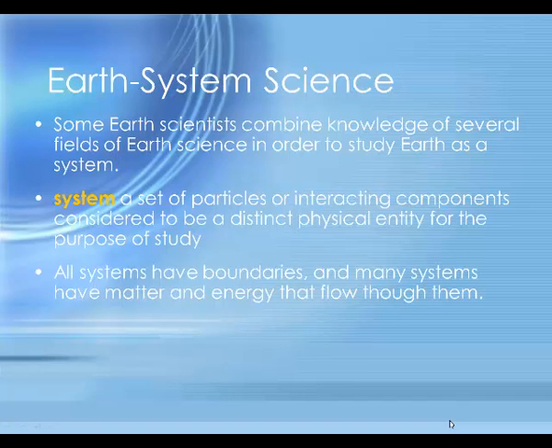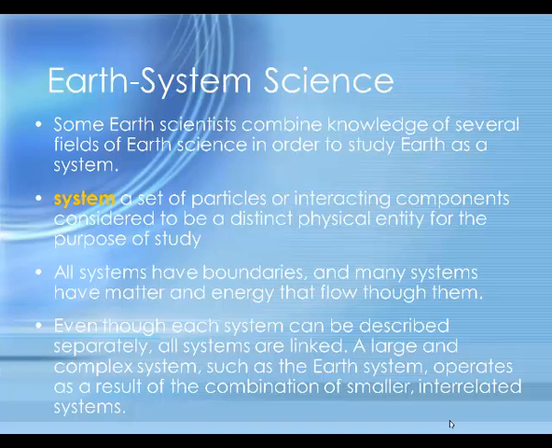All systems have boundaries, and many systems have matter and energy that flow through them. Specifically for us on this planet, all systems that we talk about will have matter and energy flowing through them. So even though each system can be described separately, all systems are linked. A large and complex system, such as the Earth system, operates as a result of the combination of smaller, interrelated systems.